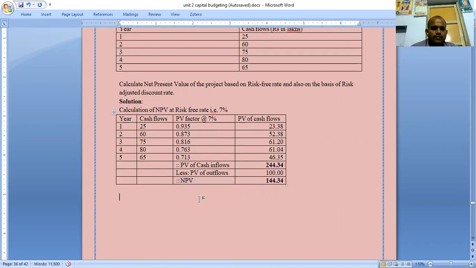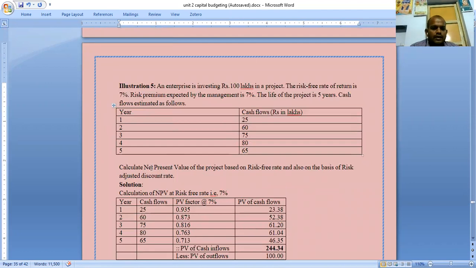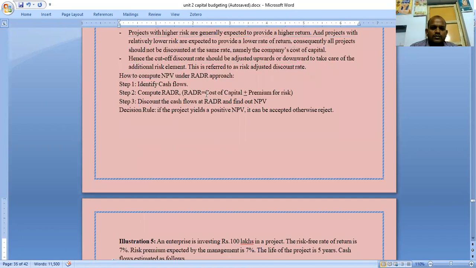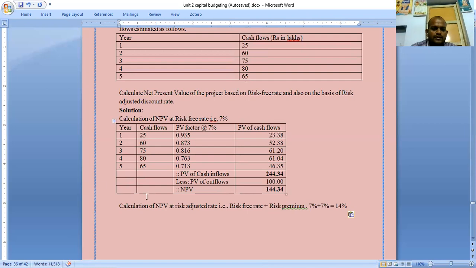Therefore, NPV is 144. So, second one: calculate the net present value of the project based on the risk-free rate and also on the basis of the risk-adjusted rate. So what is the risk-adjusted rate? Cost of capital plus premium for risk. So risk-adjusted rate is nothing but risk-free rate plus risk premium. That is 7% plus 7%, which is equal to 14%.